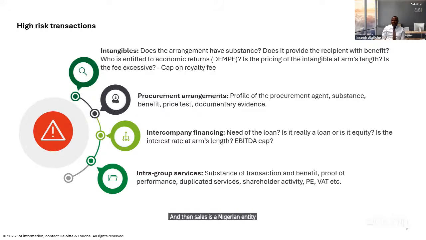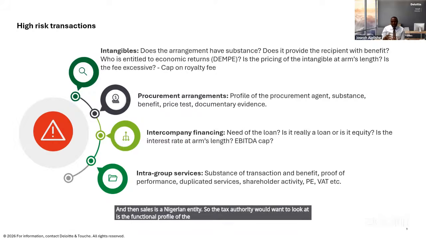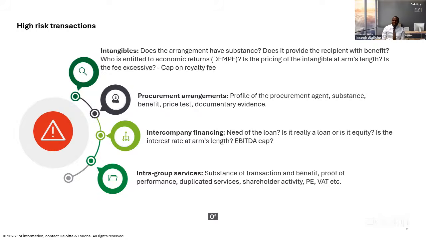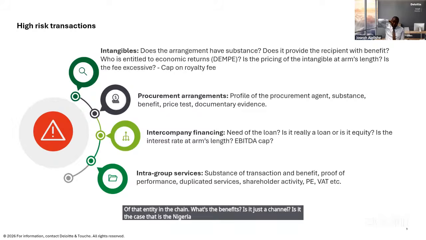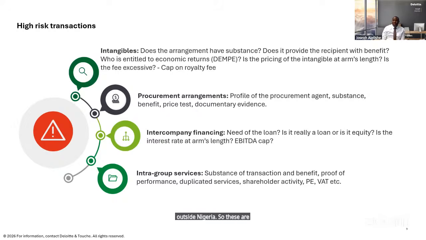So the questions the tax authority would want to look at is the functional profile of the procurement agent. Is it a procurement agent? Is it a distributor? What's the substance? Why are you not buying these products directly? What's the need of that entity in the chain? What's the benefit? Is it just a channel? Is it a case that is the Nigerian entity that is actually performing all the procurement functions and just paying additional money to its related party outside Nigeria? So these are some of the questions that are asked.